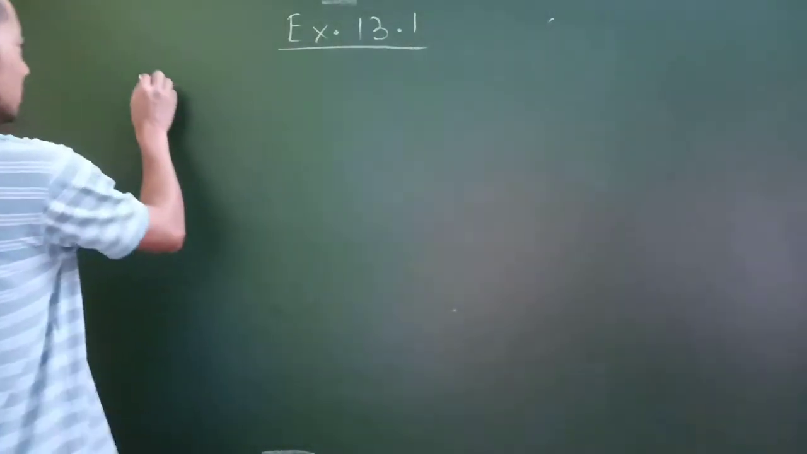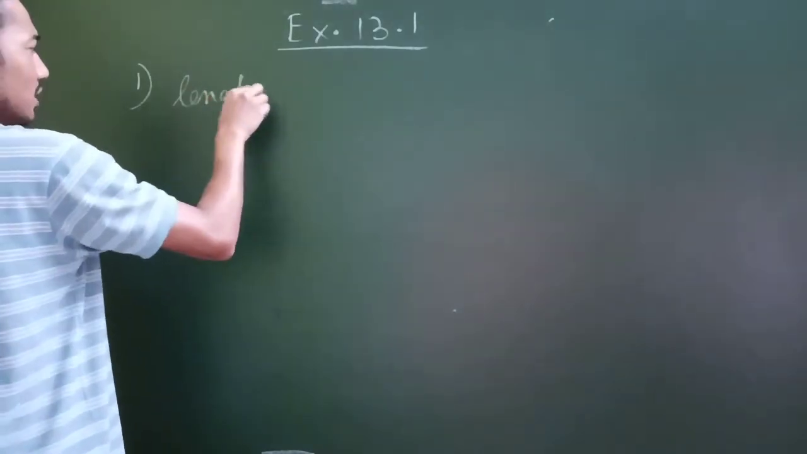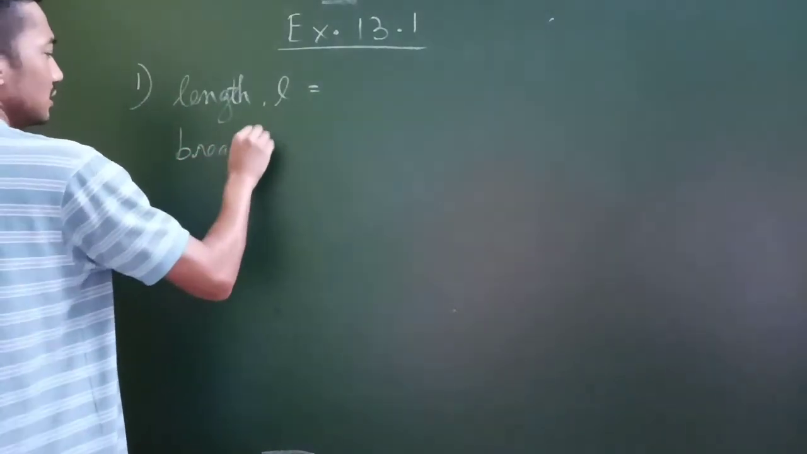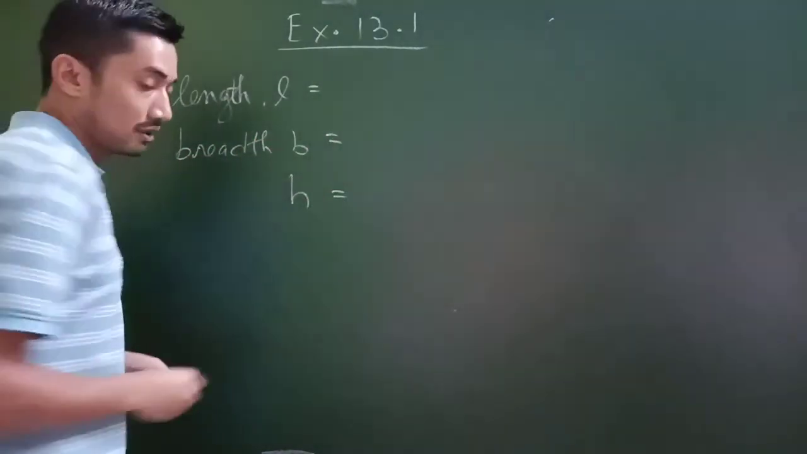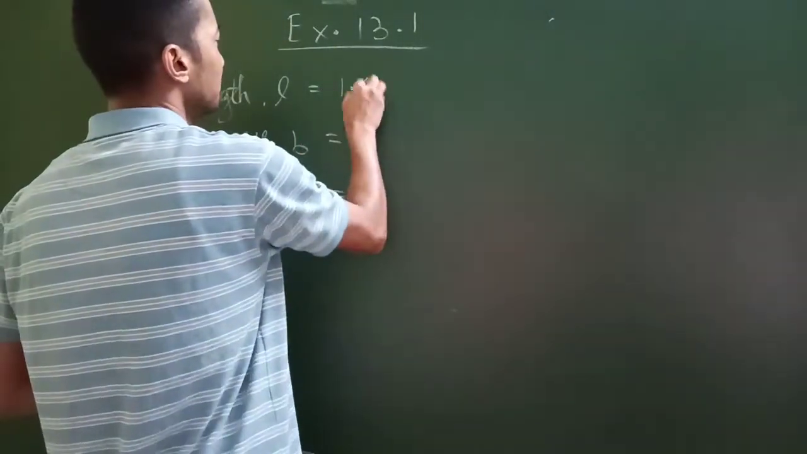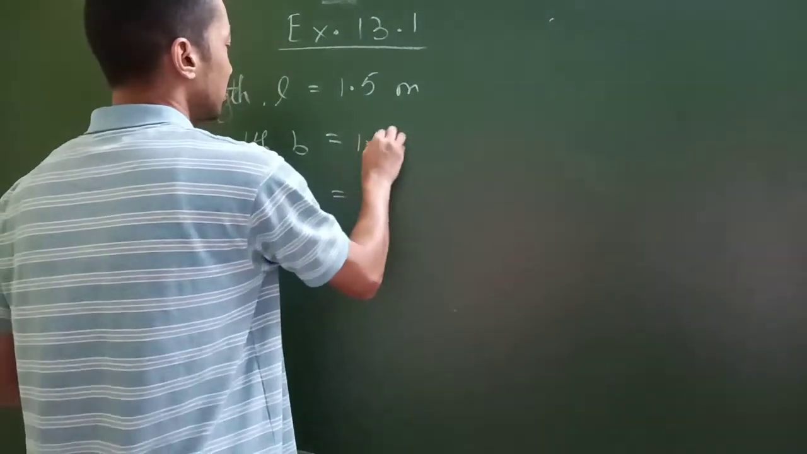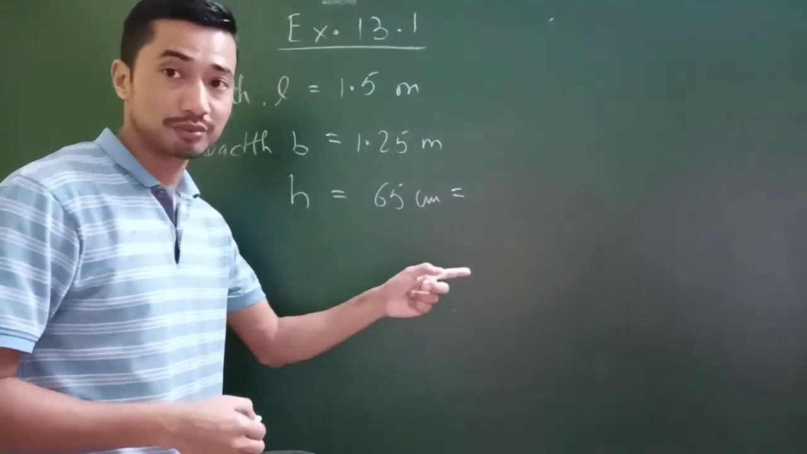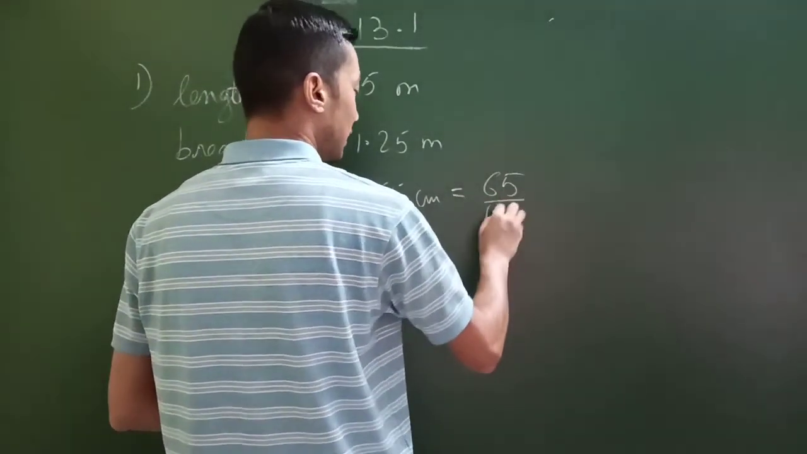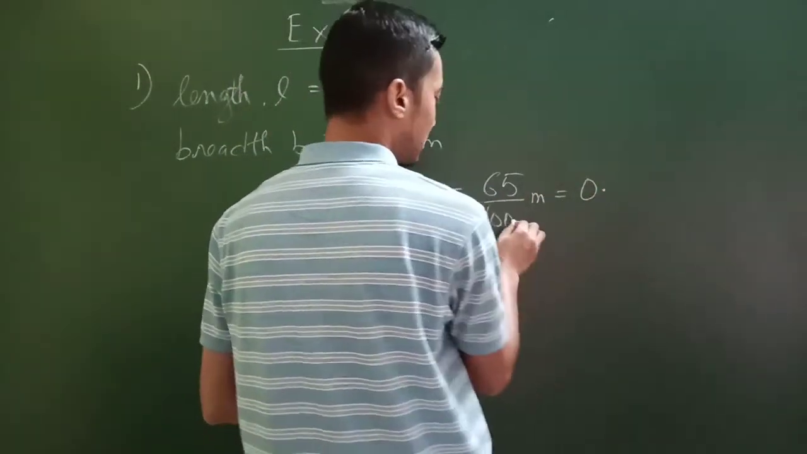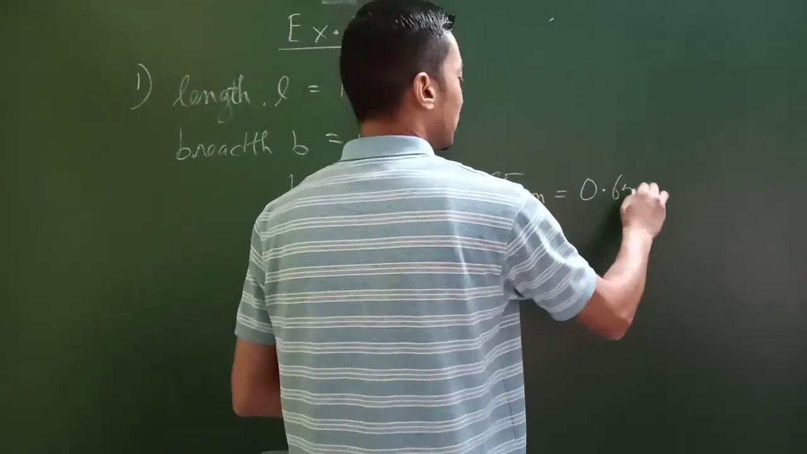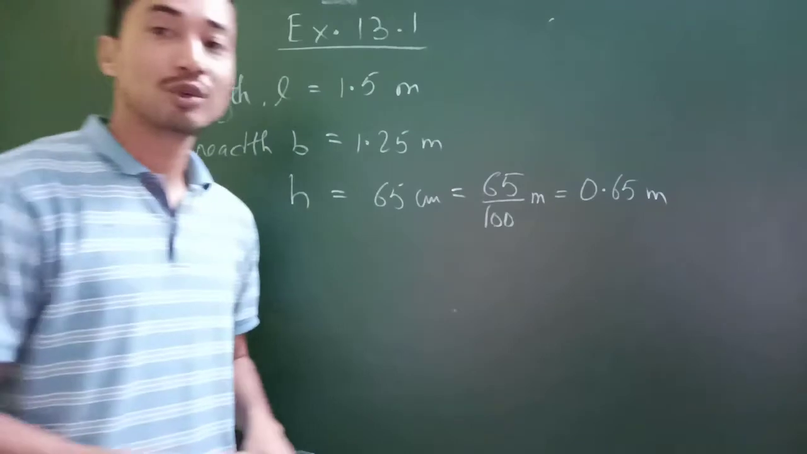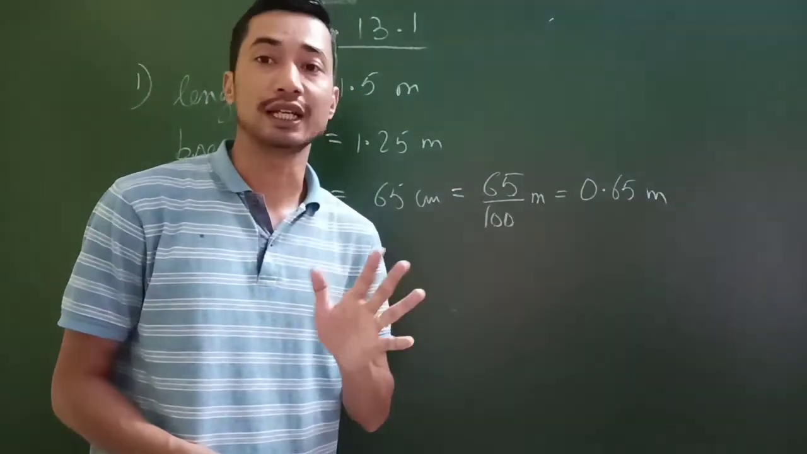A plastic box. So question number 1: let's write down one by one. What is the length of the plastic box? What is the breadth of the plastic box? And what is the height of the plastic box? Length is 1.5 meter long. Breadth is 1.25. And height of course 65 centimeters. So we have to convert that into meter. So 65 by 100, converting into meter, it will come to 2 decimal places, 0.65 meter. So it has all become the same unit. The question says it is open at the top.